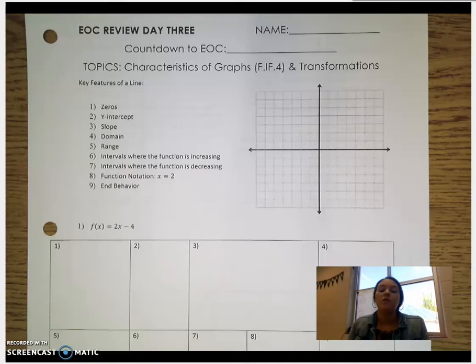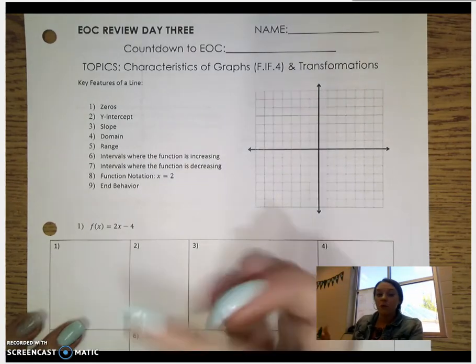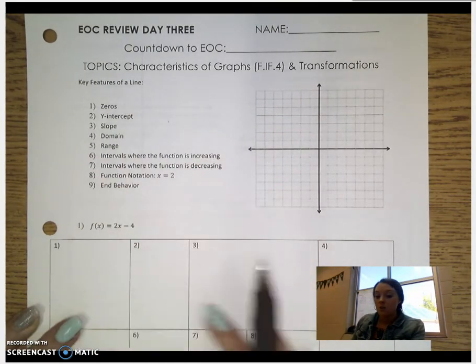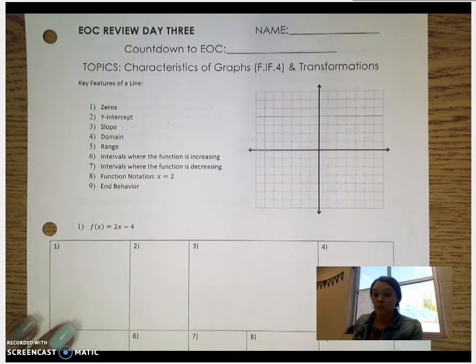Today we are going to review the 3 different types of functions and their graphs while also identifying the key characteristics and different transformations. The first type of function we're going to look at is a linear function. And before we do anything, we're going to take a look at these vocabulary words so that we know we can fill in these boxes correctly.